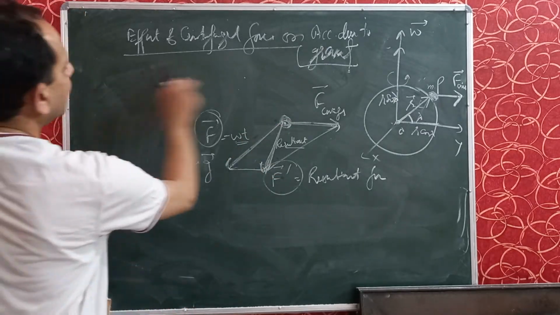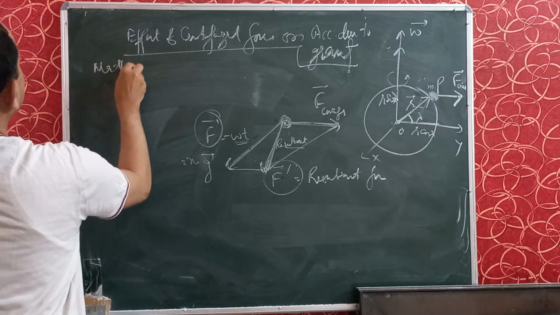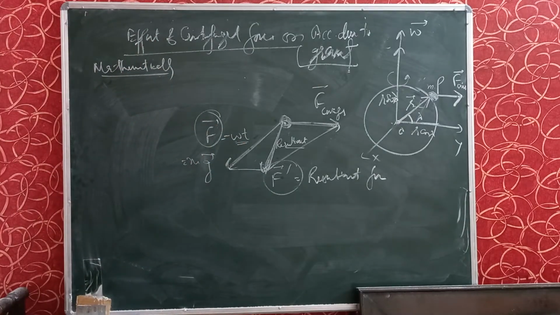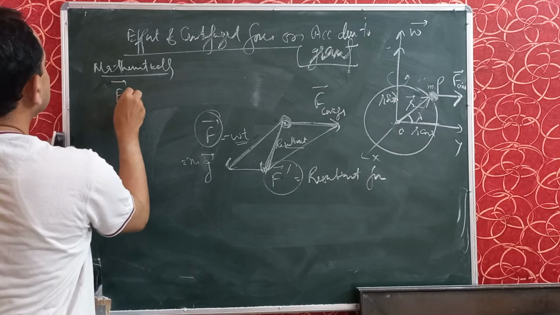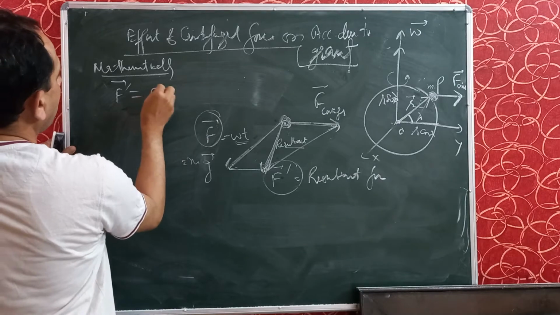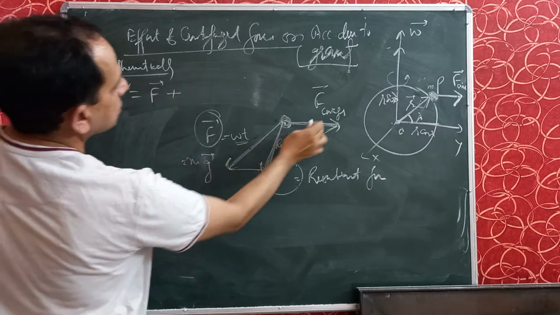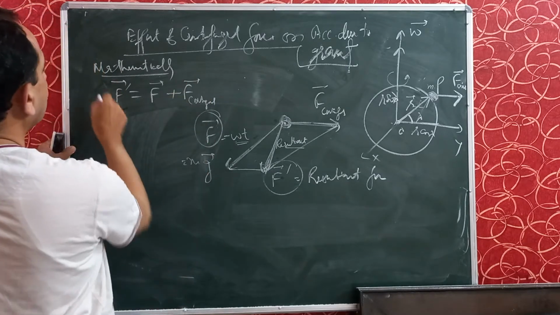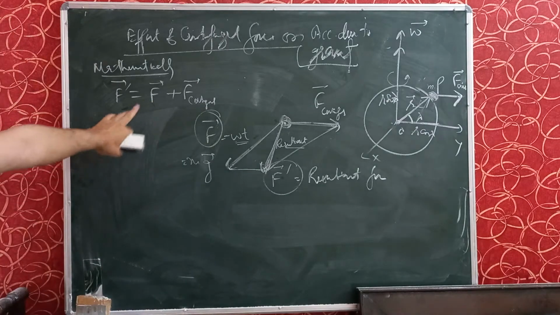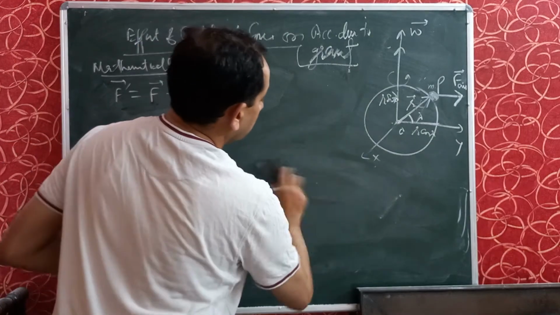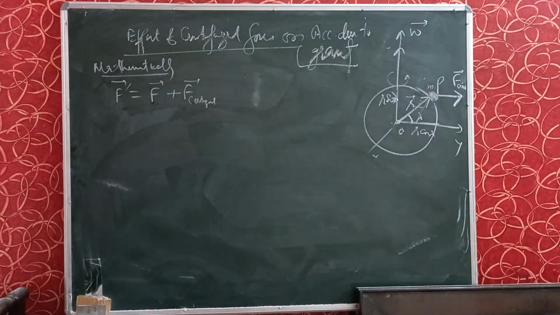So mathematically, this equation of force may be written as: the net force, the resultant force, is F dash, and it is the sum of F, that is weight, plus the centrifugal force. So this is the equation of force. The sum of two vectors is equal to the resultant vector. Now we will solve this equation of force by using its components.